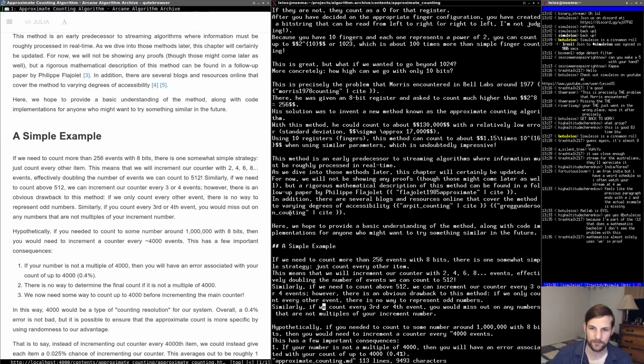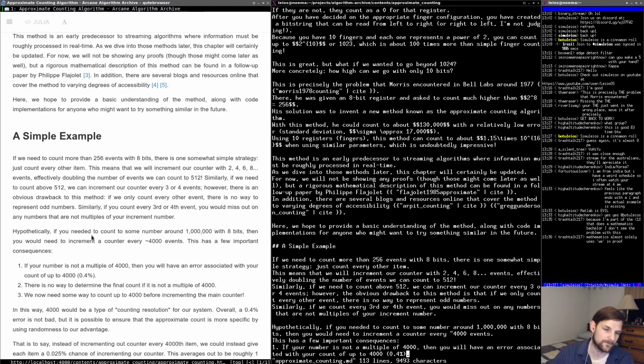Okay, so let's go here. However, there's an obvious drawback to this method. I think what I need to do here is say the obvious drawback to this method is that if we only count every other event, is that if we... I guess only is fine there.